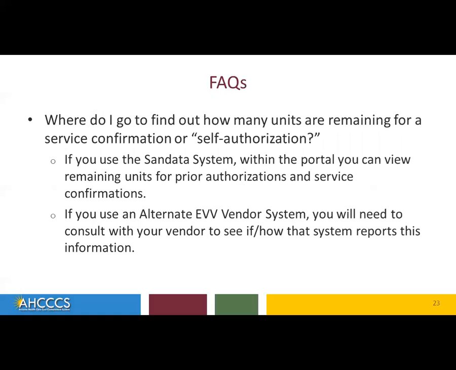So where do I go to find out how many units are remaining for a service confirmation or a self-authorization? If you're using the SAN data system, within the portal, you'll be able to view all the authorizations, both the official prior authorizations and those that are service confirmations that you put into the access portal. If you're using an alternate system, you will need to consult with your vendor to see if they have the functionality to report this information.